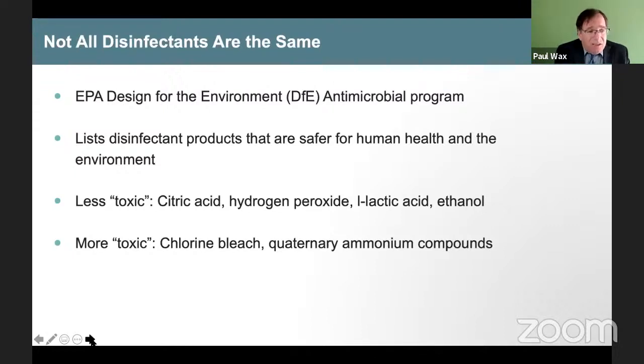So some of these less toxic disinfectants include citric acid, hydroperoxide, lactic acid, and ethanol. And I should mention that it's the concentration or the dose that's critically important, and we'll be going into those issues with some of the subsequent slides, because at a very high concentration, some of these may be toxic, but at a lower concentration, they can be very effective disinfectants with much less toxicity. Now, some of the more toxic disinfectants that have been used historically include chlorine, bleach, and the quaternary ammonium compounds, and we're going to be discussing those as well, just because of the fact that they're so omnipresent.